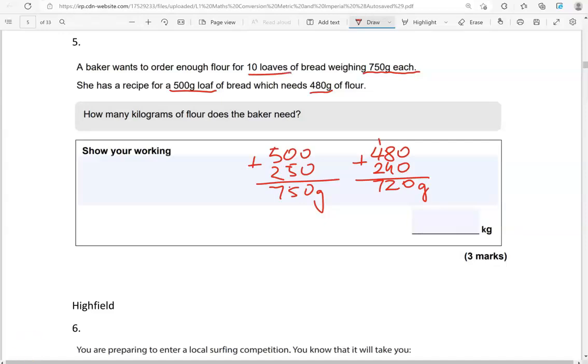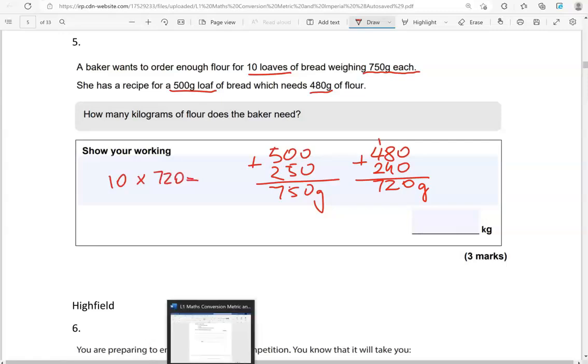She's going to make 10 of them. So what we're going to do is 10 times 720. So that means adding a 0 at the end. So that gives us 7,200 grams, because we're using grams.